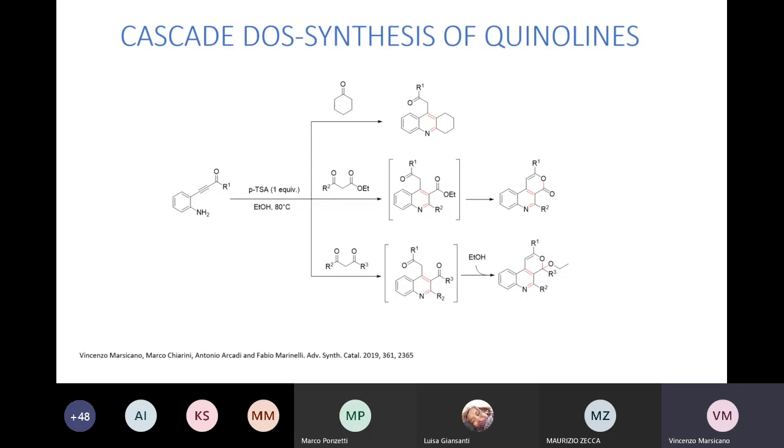But the most important thing that I want to highlight is that by changing only one condition, the carbonyl compound, we were able to obtain different molecules that are, of course, similar.